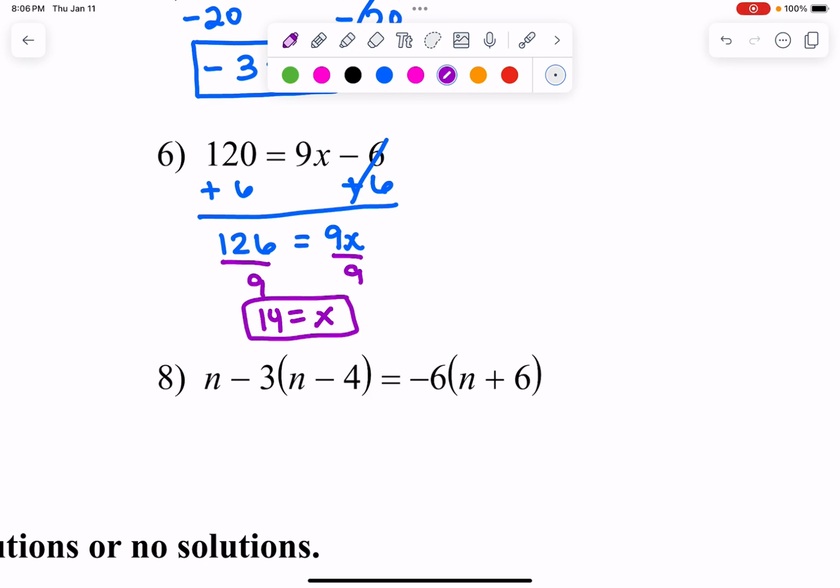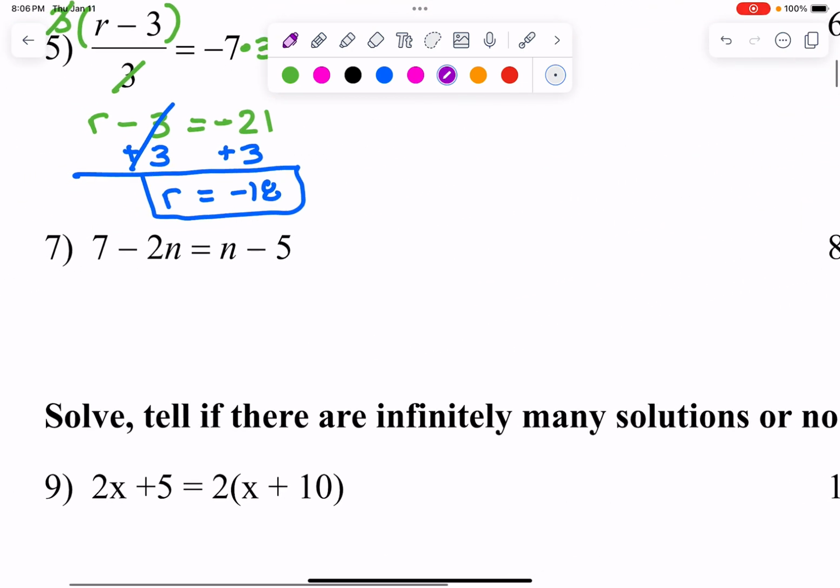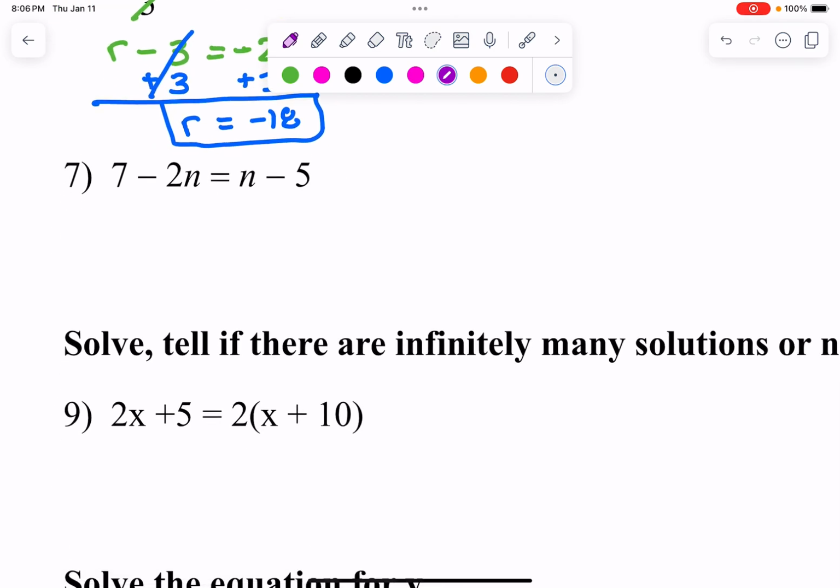Looking at a couple problems that are a little bit longer. Number 7. If there were parentheses, we'd deal with those first. If there were like terms, we would deal with that second. Third step is always to get all the variables on one side. It doesn't matter which way you move it, but a lot of times we like to move the negative number. So I'm going to add 2n to the 1n on the right-hand side. That's going to leave me with 7 is equal to 3n minus 5.